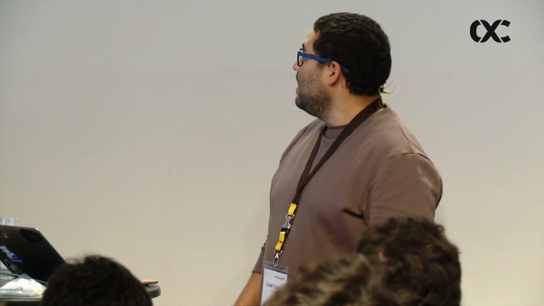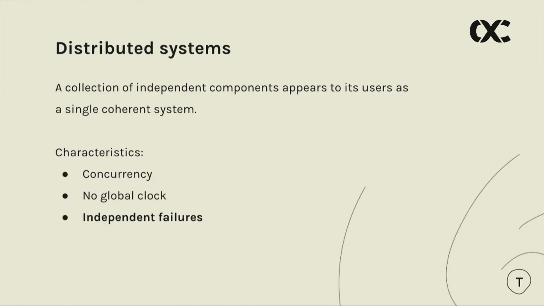So now let's talk about distributed systems. A distributed system is a collection of independent components that, from the user's perspective, act as a single coherent system, right? Distributed systems have three main characteristics. The first one is concurrency, which is about dealing with many things at the same time. The second one is that there is no global clock. That means that components have their own notion of time. And the third one, and probably the most important for us in this talk, is independent failures.